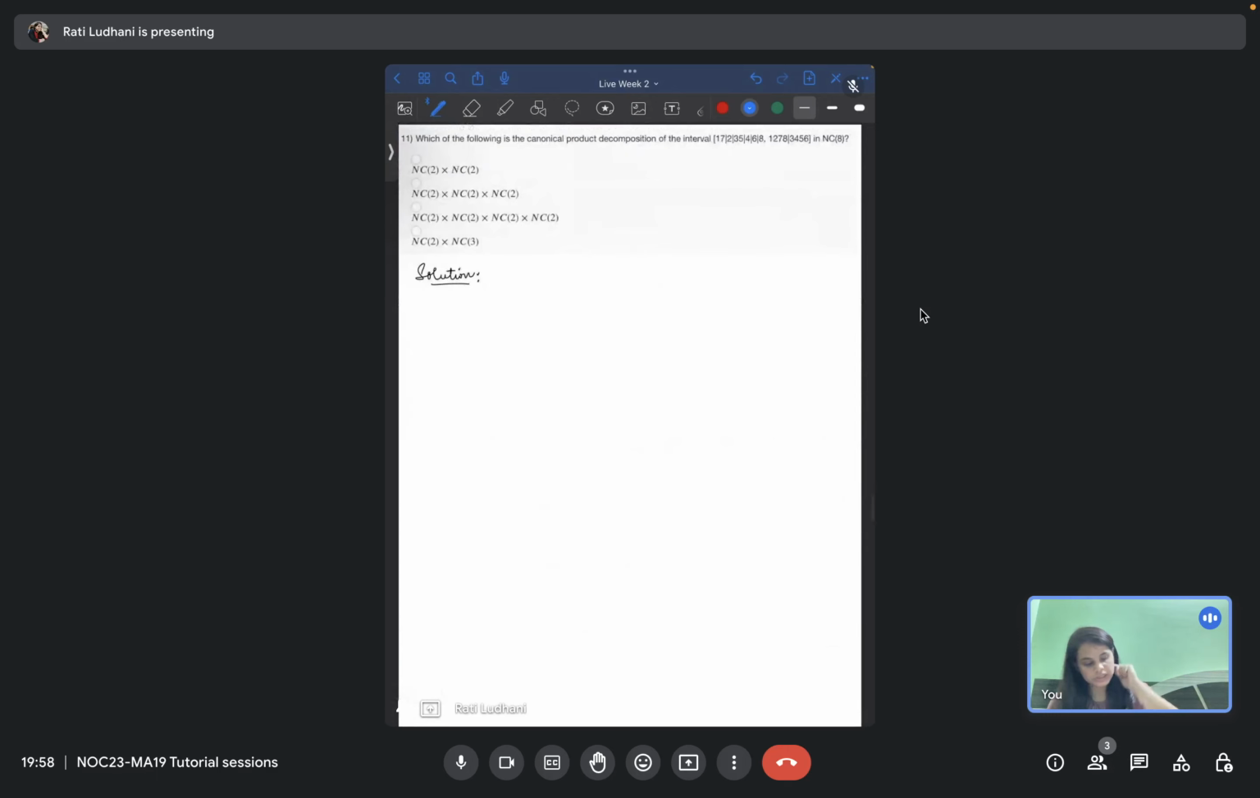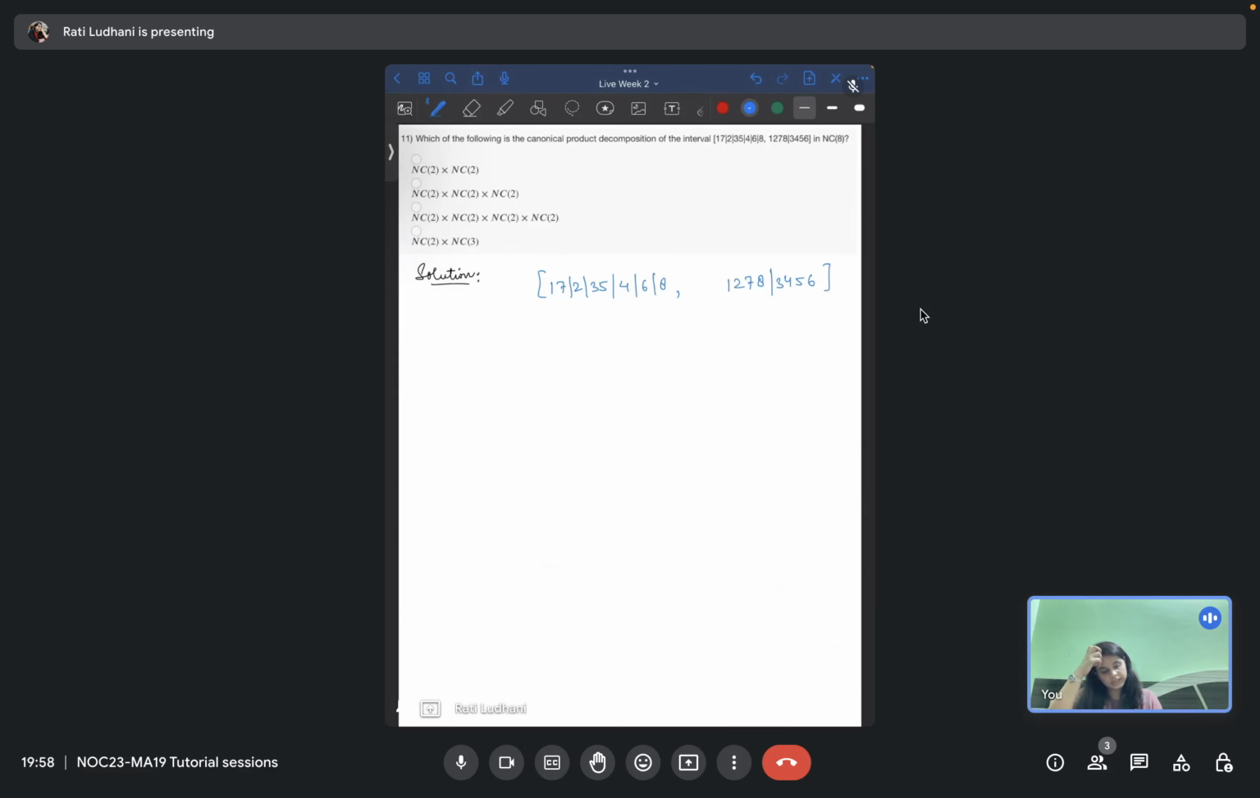Which of the following is the canonical product decomposition of the interval 1, 7, 2, 3, 5, 4, 6, 8? And you have 1, 2, 7, 8, 1, 4, 5, 6. So these two elements are there. So this is your interval.